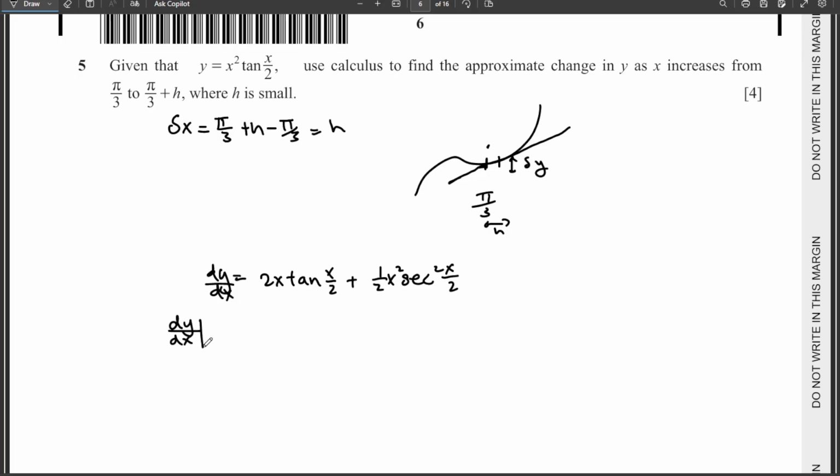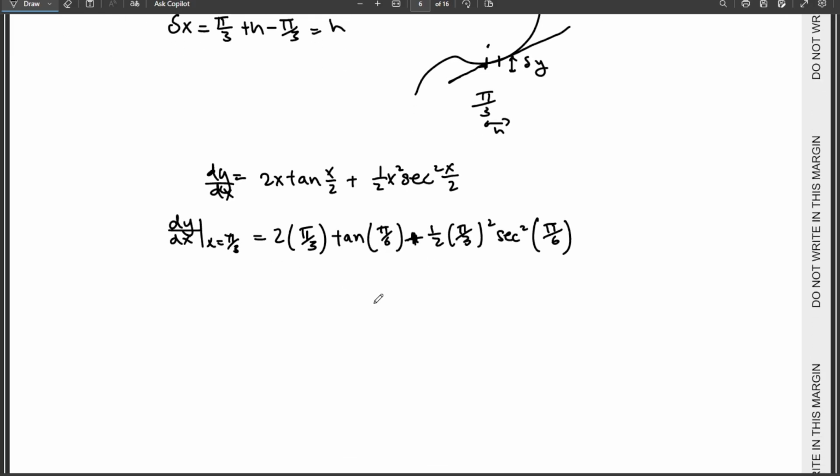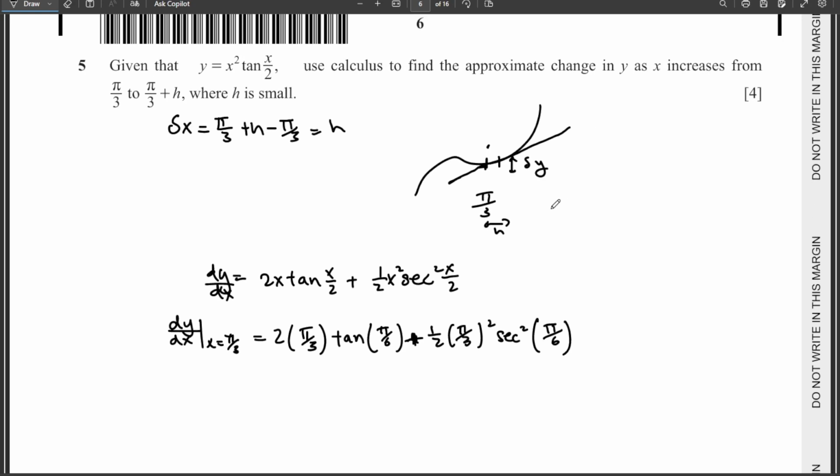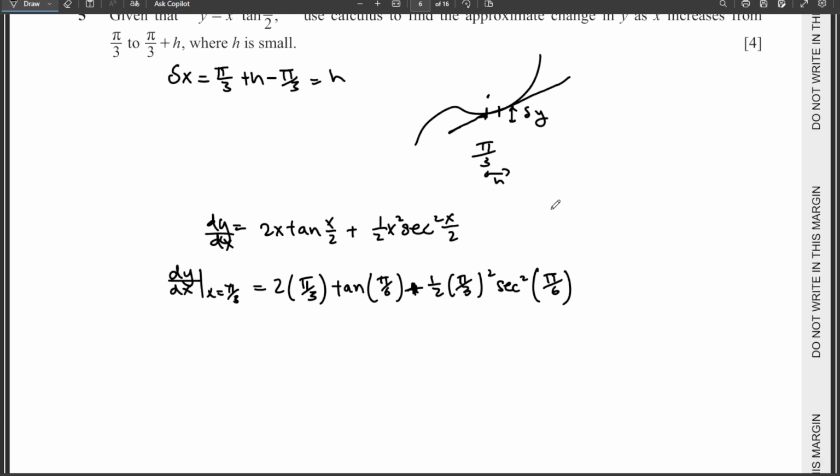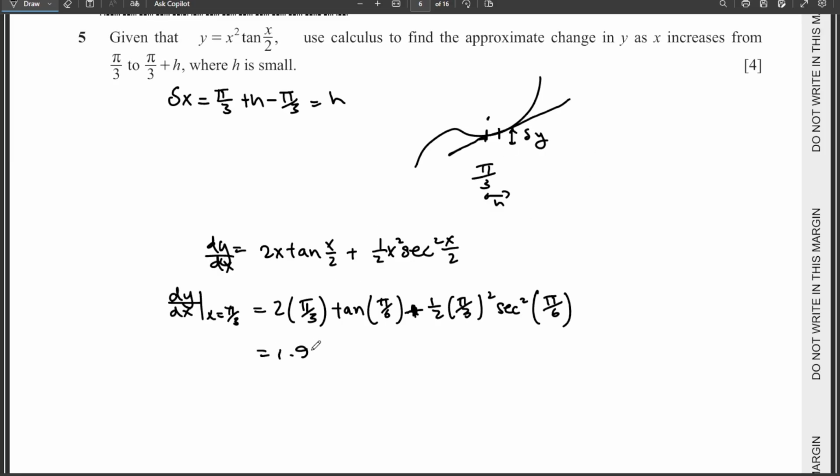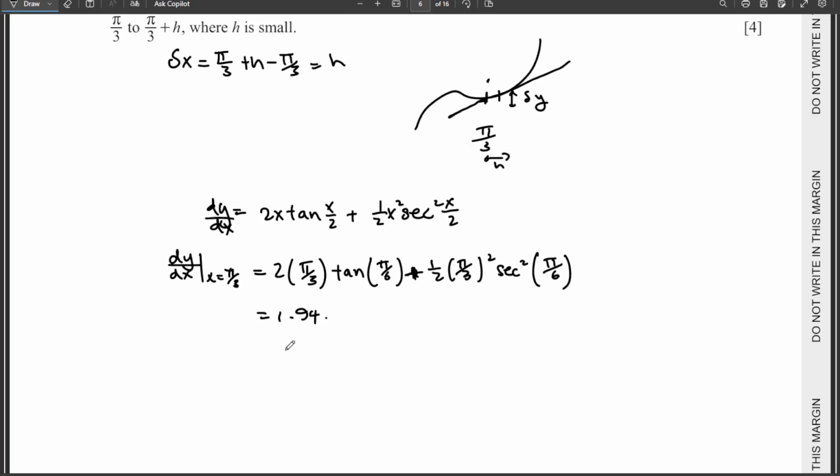So we need to evaluate it when x is pi over 3 to get the gradient there. So substituting the values. Oftentimes, in real life also, we just want the numerical value. For this one, it did not ask us to get the exact value, so we can type it in our calculator and make sure it's set to radian mode. Typing in your calculator, you should be able to get 1.94. And now we do the small change. We know that change of y over change of x can be approximated as dy dx. So our change of y corresponding to the change of x will be dy dx multiplied by the change of x. In this case, change of x we already got as h, dy dx 1.94. So that will be our final answer.